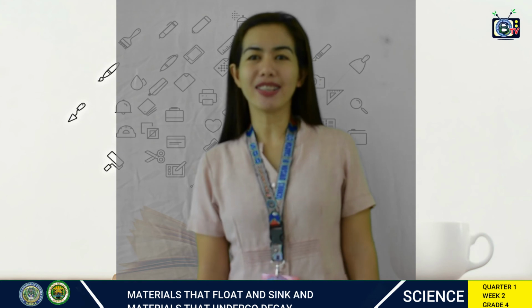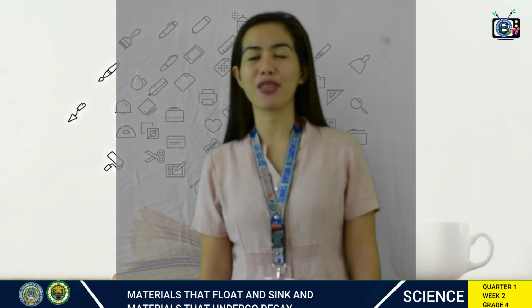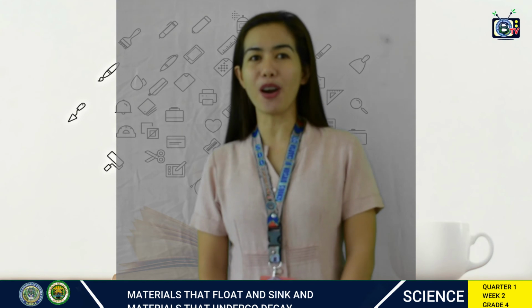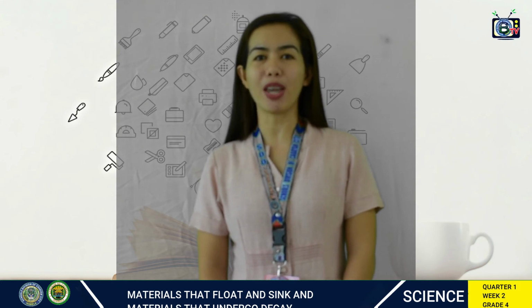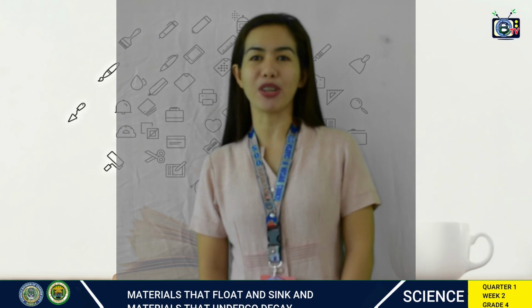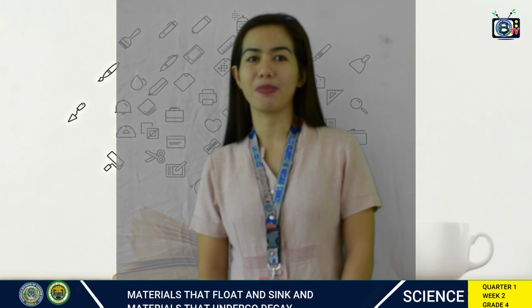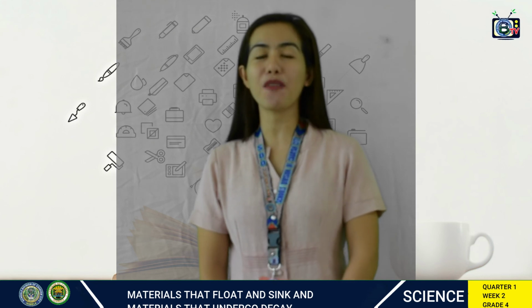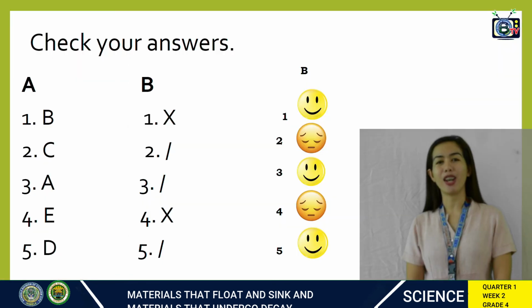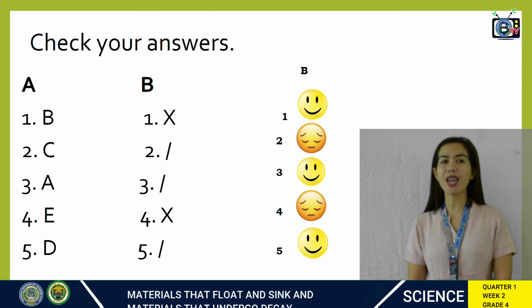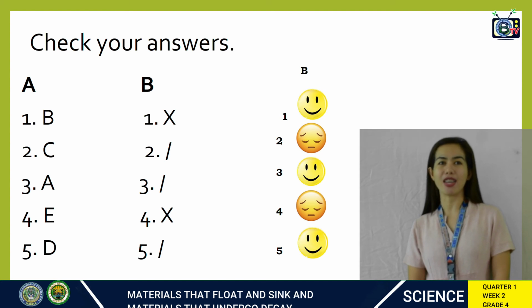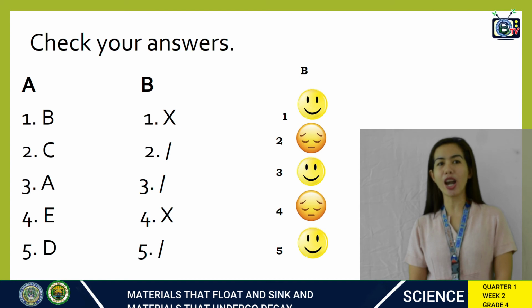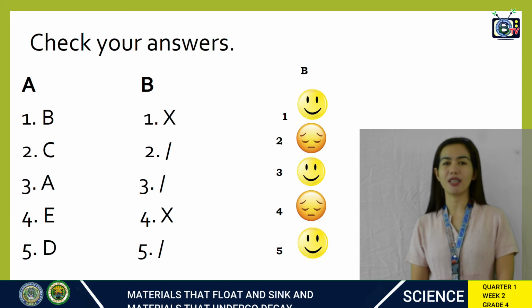Are you all done? Let us check your answers. You can ask for the assistance of your parents or older siblings to help you check your answers. Okay, under activity A, number 1, letter B. Number 2, letter C. Number 3, letter A. Number 4, letter E. And number 5, letter D.